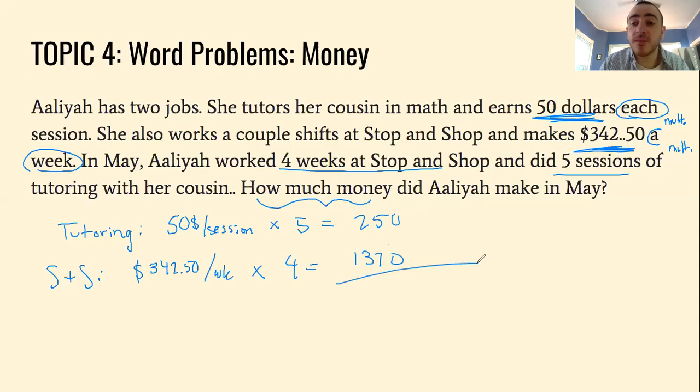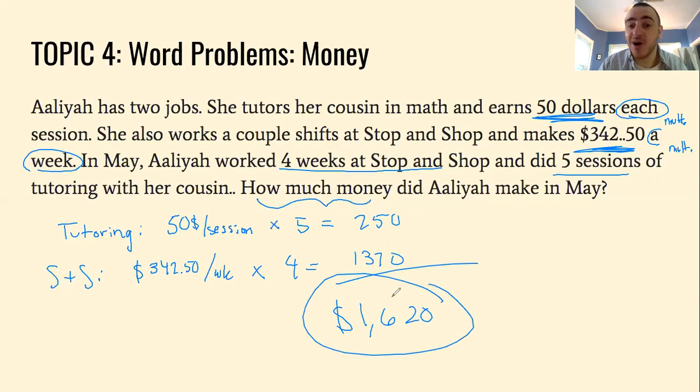To find out the total amount she makes in May with her money from her 2 jobs, you're going to add those together. So 1370 plus 250 is 1620, and that's your answer. So she made $1,620 in May. Okay, pause if you need to, and we're going to move on to the next one.